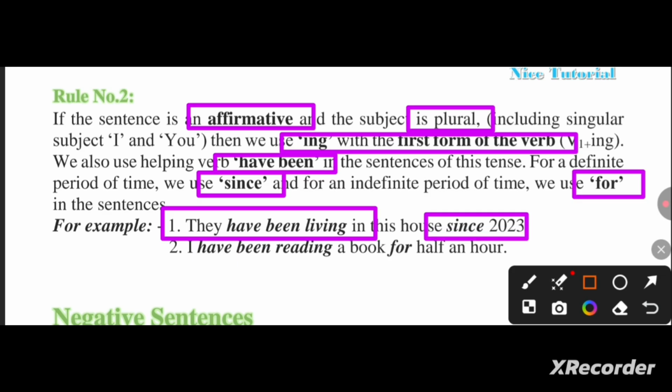2023. Subject is plural, have been has been used as a helping verb. Ing is used with the first form of the verb because here the period is definite, that is 2023. That's why we have used the word since over here. In the second sentence, we can see over here, I have been reading a book for half an hour.